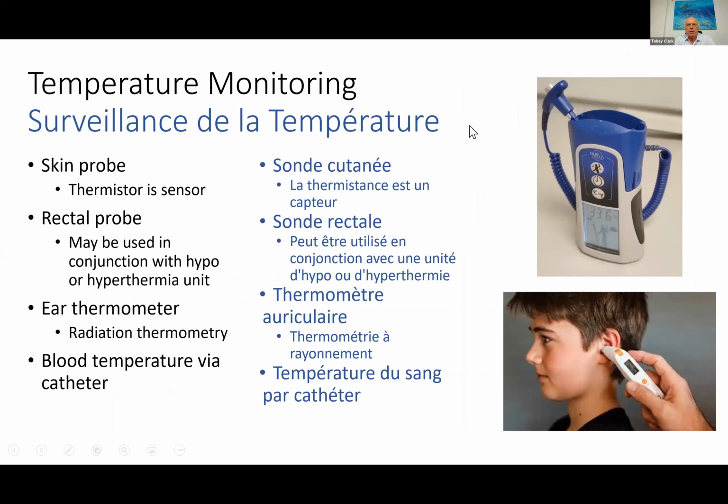So the next parameter, Evanel, I think you're maybe offline. I hope you'll be able to translate here, but the last one is temperature monitoring.